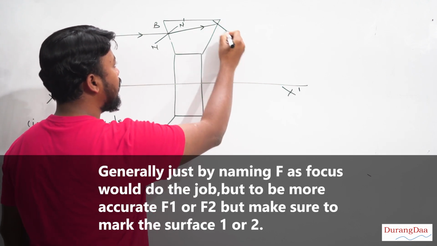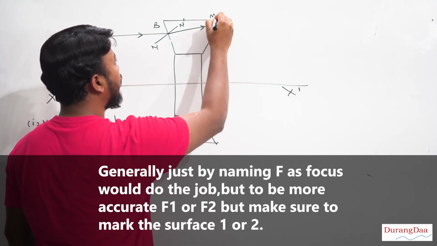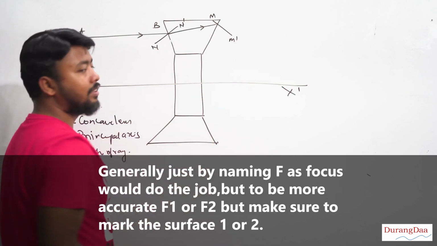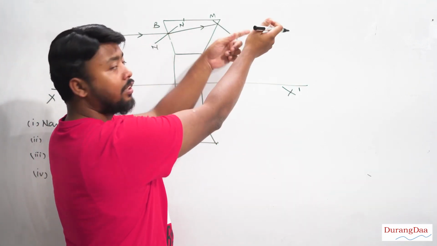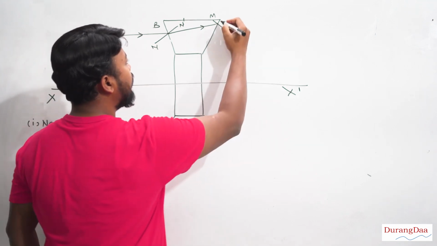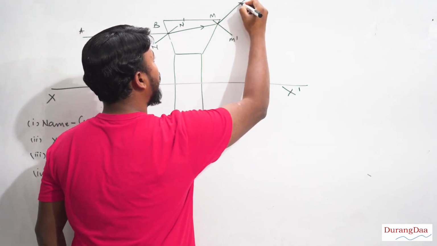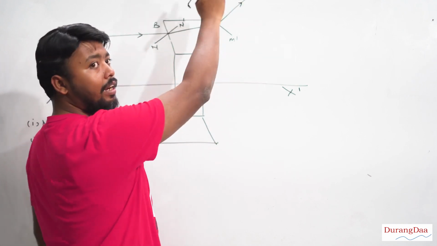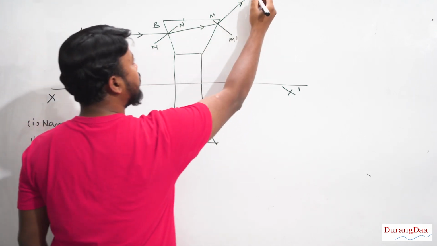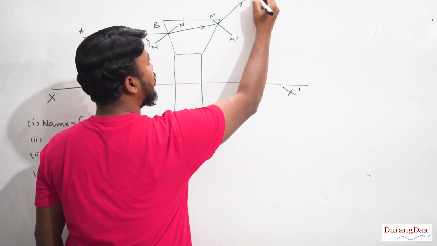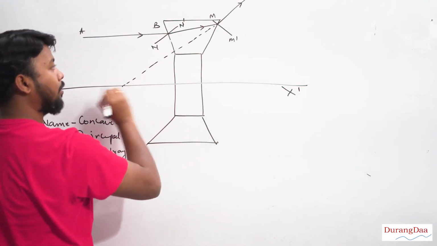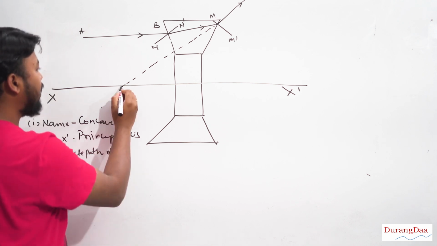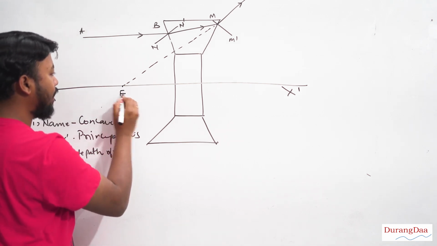At this point again you will draw normal, M dash. This time this light ray, it is moving from denser towards rarer medium. So what will happen? It will bend away from the normal. So what is happening? It is diverging away. So a person who is looking at this ray from here, he will feel that this ray is actually coming from a point here. Alright. Now let us mark this point as F.